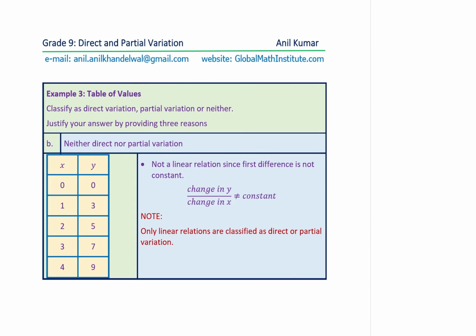Now let's look into part B. In part B, if I find the difference, 3 minus 0 is 3, 5 minus 3 is 2. Since it is not constant, it is non-linear. Non-linear means it is neither direct nor partial. So that is how we can easily conclude.